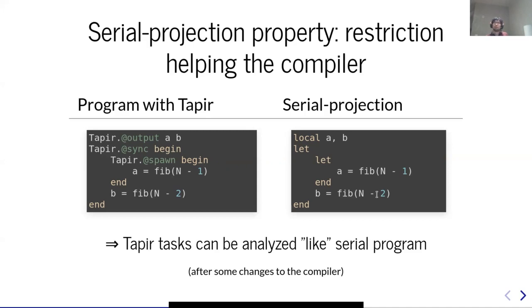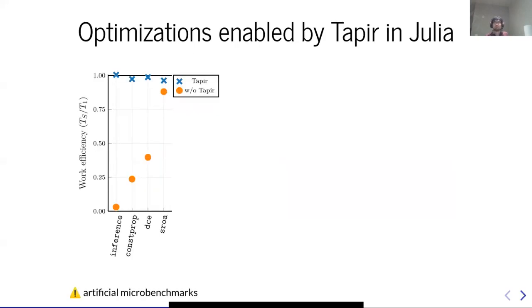In other words, the parallelism of Tapir is optional, meaning that the child task may or may not be executed in parallel with respect to the parent task. The implication of this is that the program written using the Tapir API can be analyzed as if it were a serial program, very roughly speaking. We obviously have to massage the compiler a little bit, but for now, let's see what kind of optimizations we can get out of this.